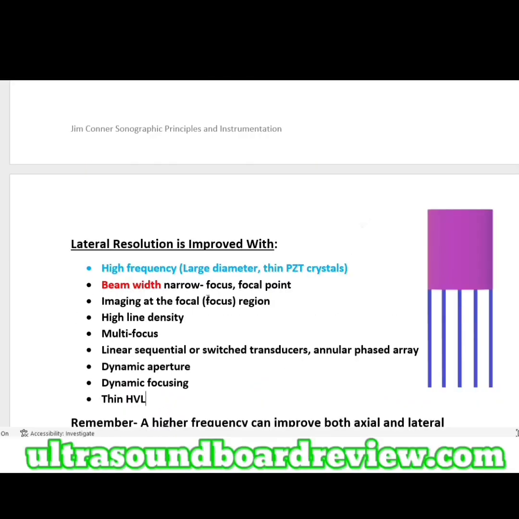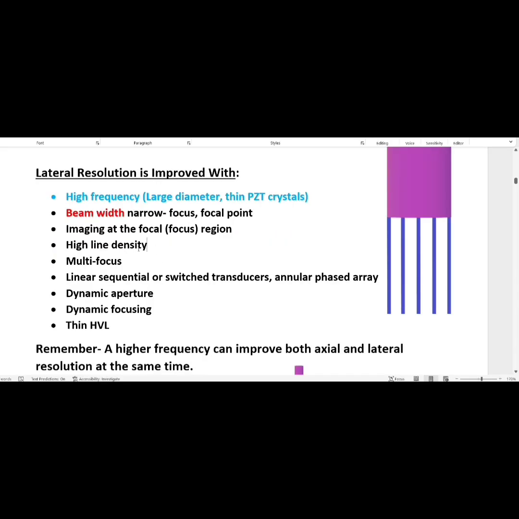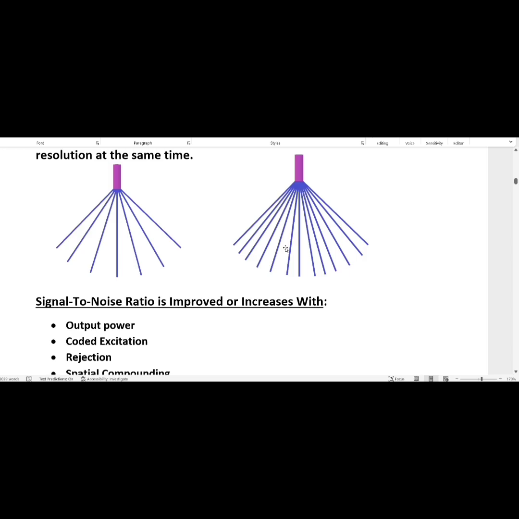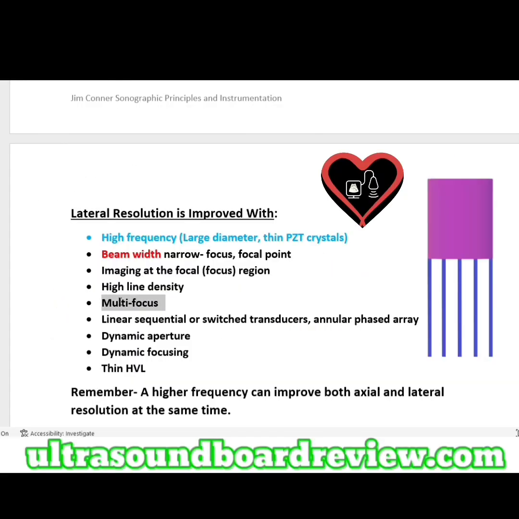To sum up this part, when they ask you on your boards, how do you improve lateral resolution? First, you're going to look for beam width. You want to narrow the beam width, a narrow beam width. If that's not an option, then you look for high line density. That just means we have more lines. This is a low line density. Multifocus or add a focus. Sometimes they won't just say multifocus, they'll just say add a focus. Of course, using a higher frequency, which means you have a large diameter and a thin PZT crystal.